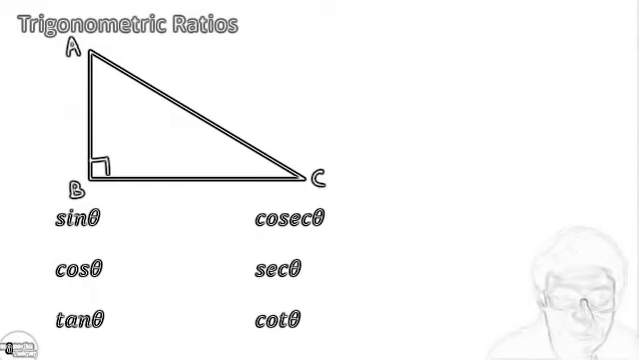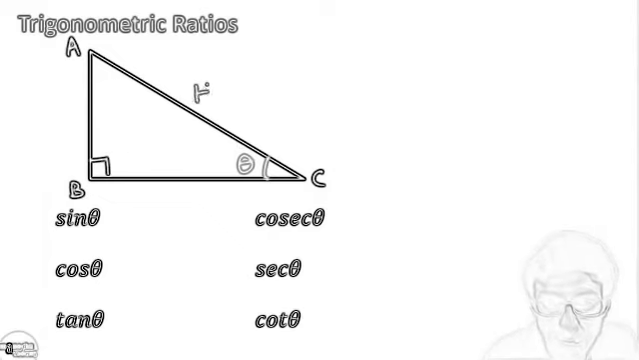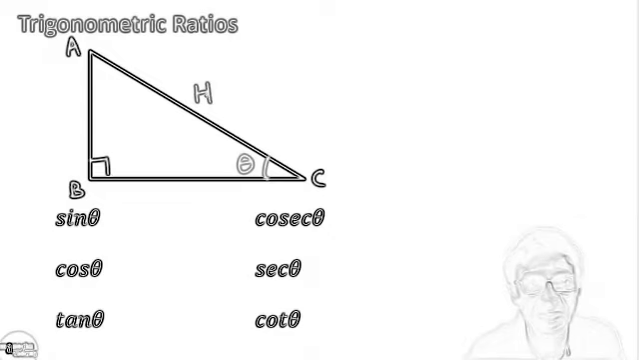Okay, and remember this is our angle theta. So now please follow me carefully, because we're going to talk about those hypotenuse, perpendicular and base, the important terms, right? As we know, the longest side, which is opposite to the 90 degree, is the hypotenuse. So let me label it with H.